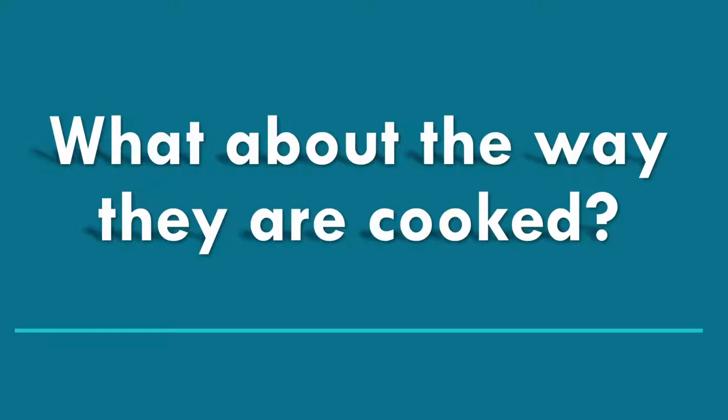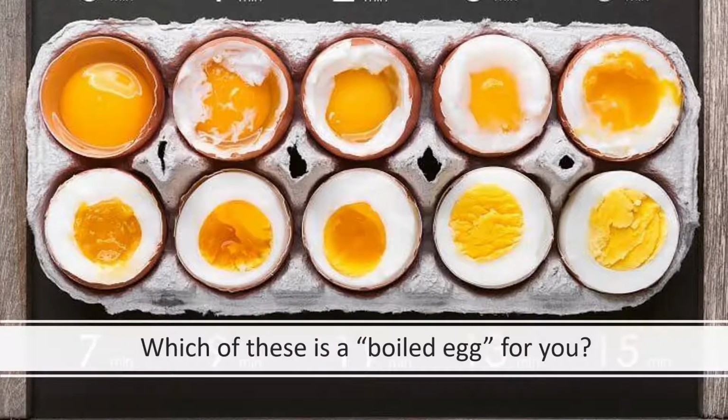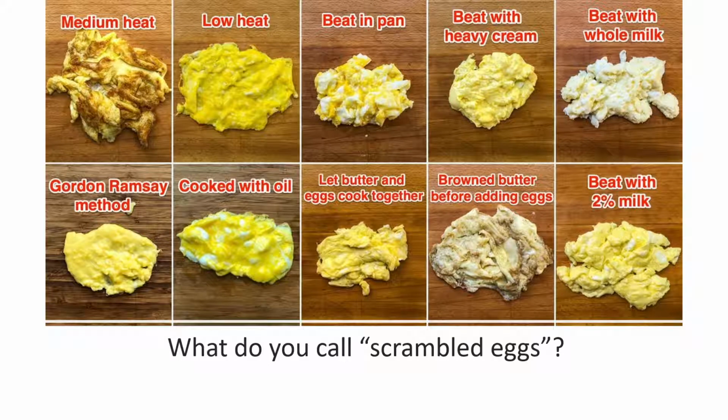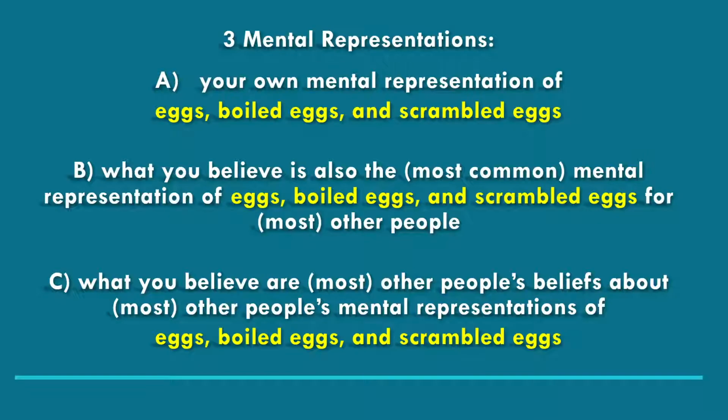What about the way they are cooked? Which of these is a boiled egg for you? Which of these are fried eggs for you? What do you personally call scrambled eggs? So we have three mental representations. Your own mental representation of eggs, boiled eggs, and scrambled eggs.